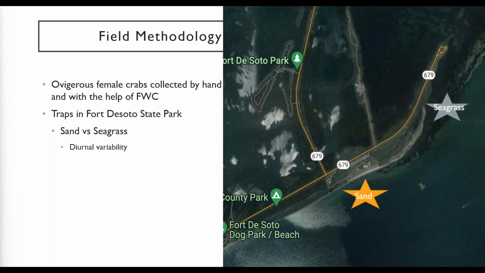So here is a little Google image of where our sites were. This is Fort DeSoto State Park, and our seagrass site was located about a mile away from our sand site.